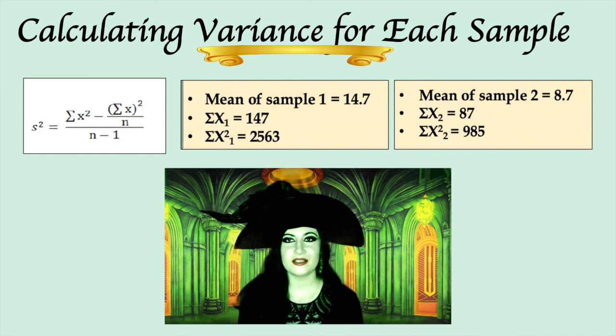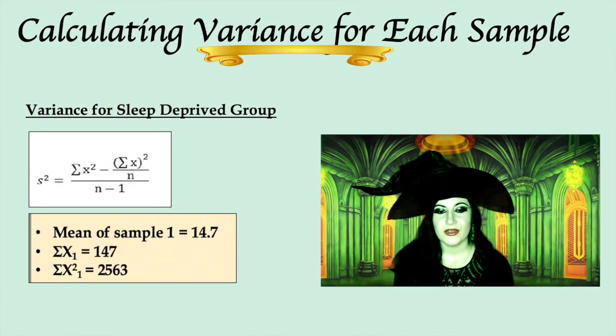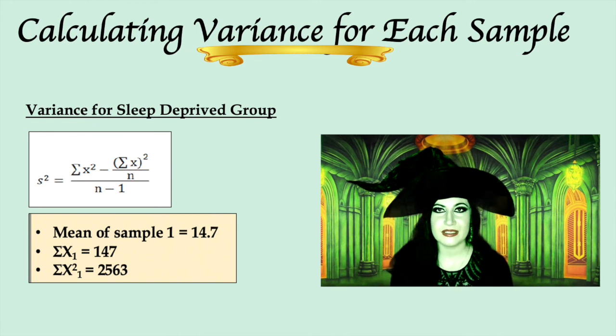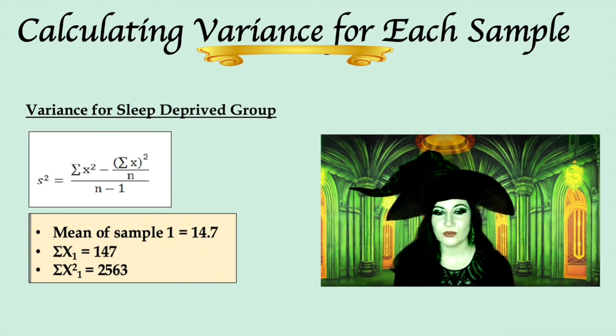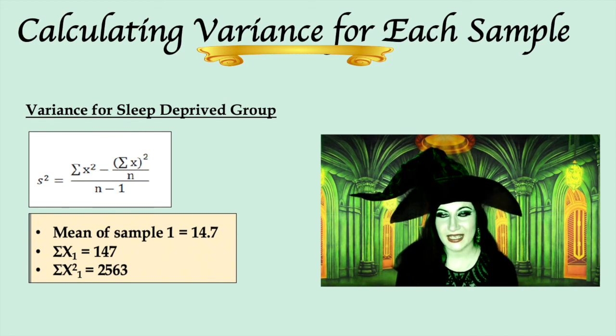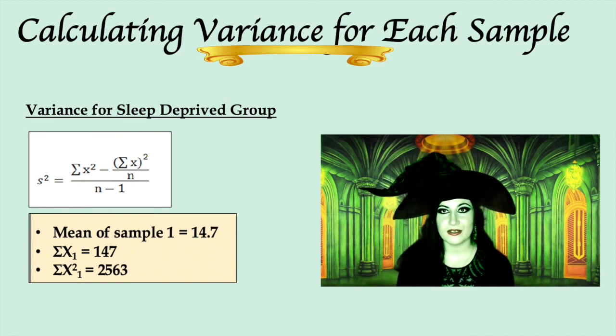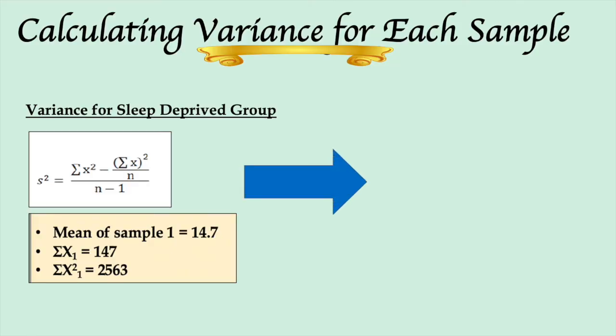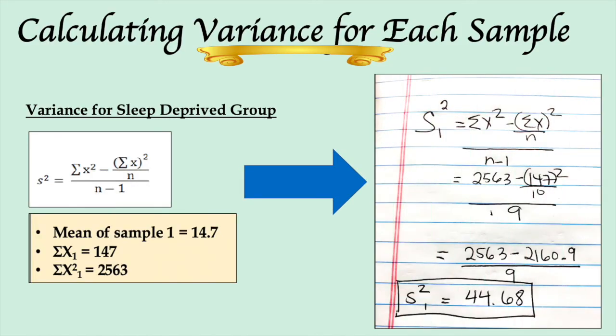Let's take a look at the variance for the sleep-deprived group first. We know that 2,563 is going to go in place of the sum of x squared. We're going to subtract 147 squared over 10, all over n minus 1, which is going to be 9. So it will look something like this. If we simplify 147 squared over 10, we get 2,160.9. After we subtract the numerator and divide by the denominator, we get a variance of 44.68. 44.68 is the variance of sample 1 for the sleep-deprived group.